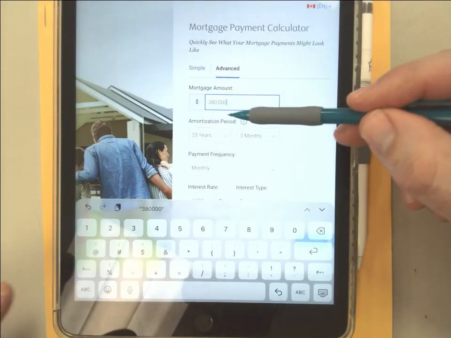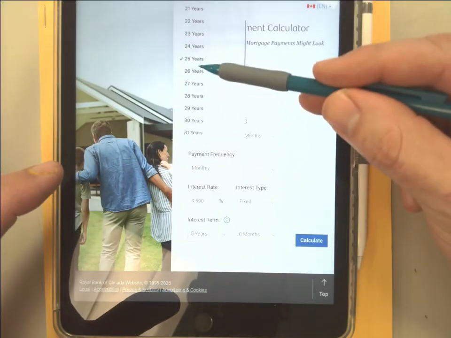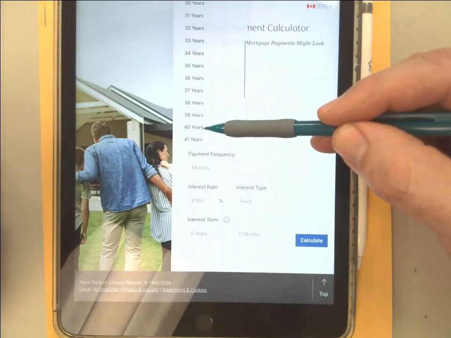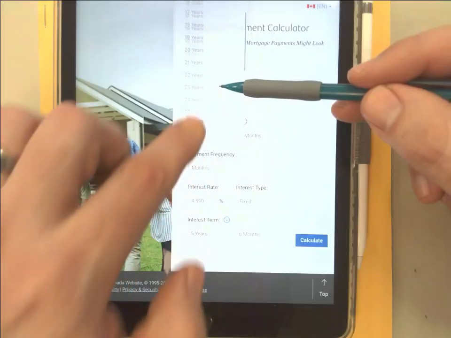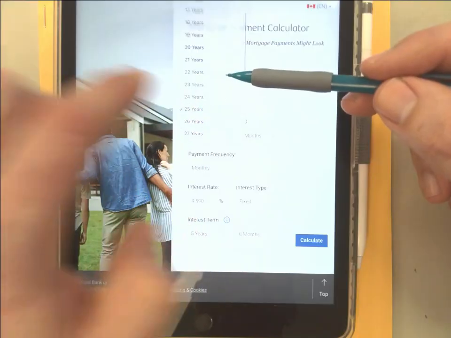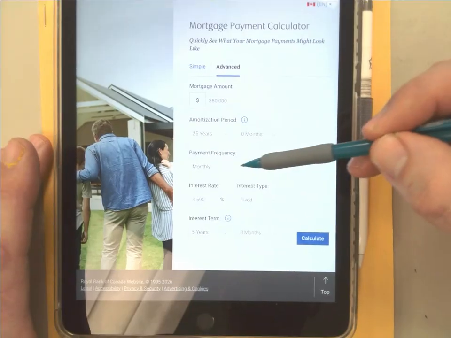Amortization is how long you're going to take to pay it off. You have choices. I don't think you can go past 40 years, to be honest. I don't think a bank will allow that, but I've heard of 30-year mortgages. We're going to select 25, that's the default. We're going to make monthly payments.